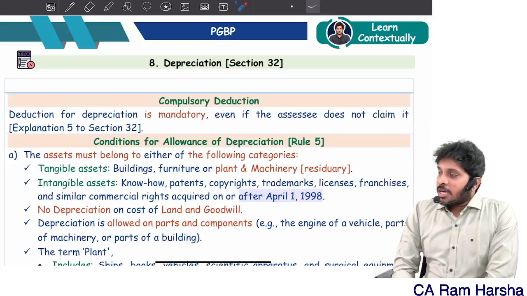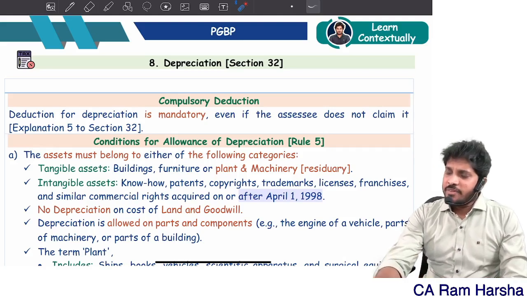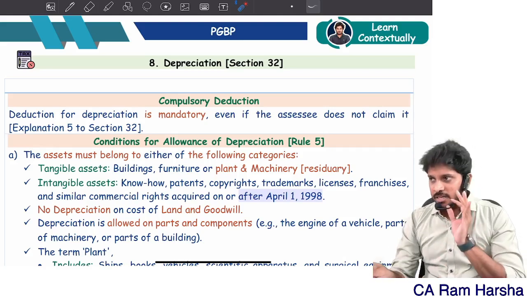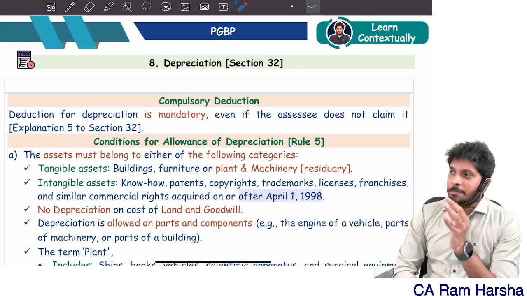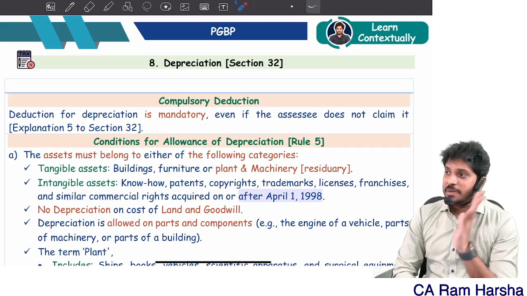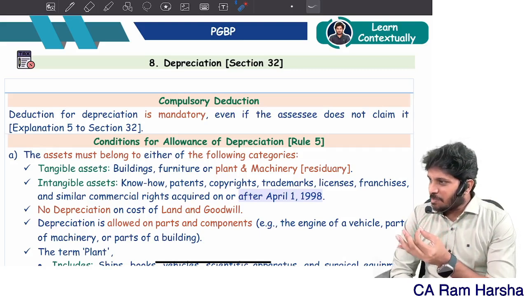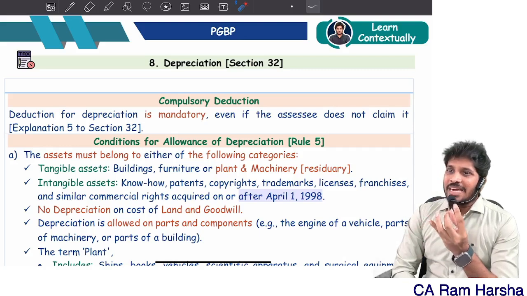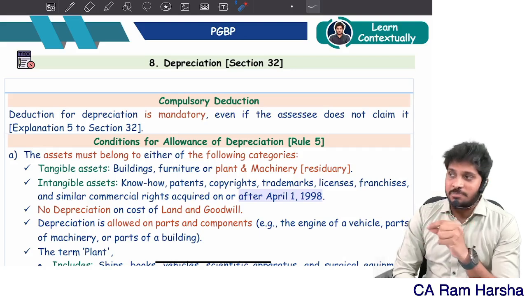Yes, let's continue the topic on depreciation. Previously we completed sections 30 and 31. Sections 30 and 31 talk about deductions towards buildings and deductions towards plant and machinery. In both cases, revenue repair is allowed as deduction, and insurance is allowed as deduction. In case of buildings, property tax is allowed as deduction subject to 43B.